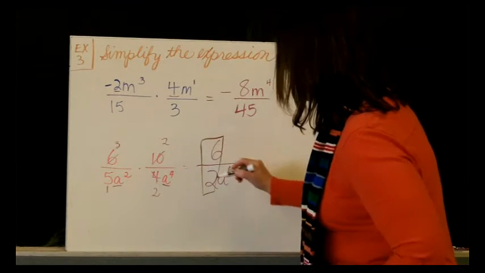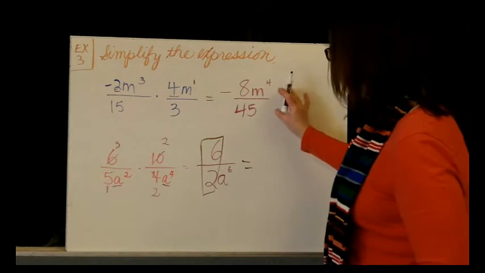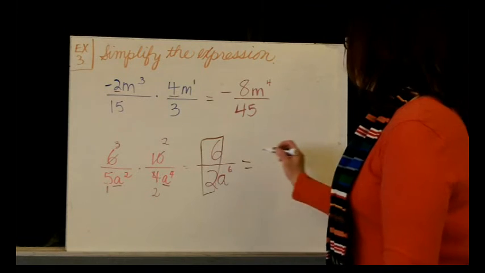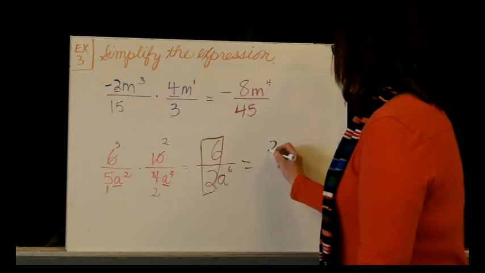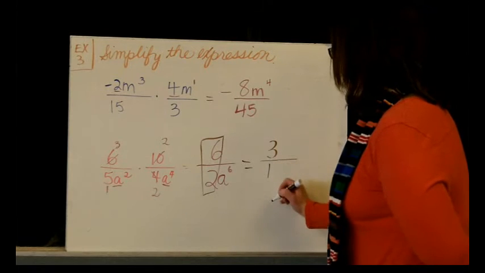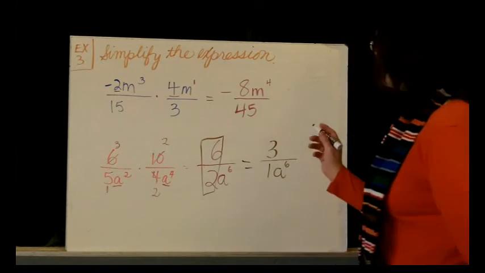we're going to look at the numbers, because they can be simplified, whereas up here they couldn't be. 2 and 6 have a 2 in common. 2 goes into 6 3 times. 2 goes into 2 once. And then we have an a to the sixth, which gets moved right over.